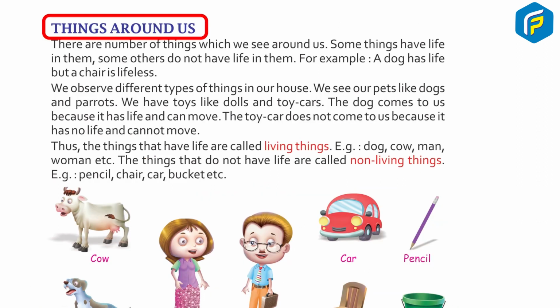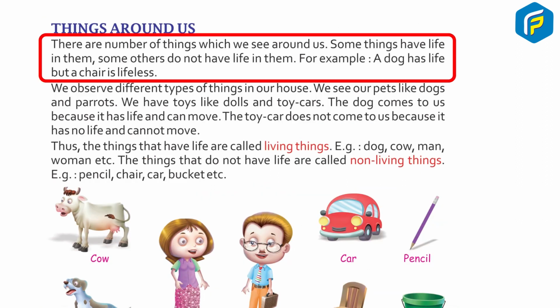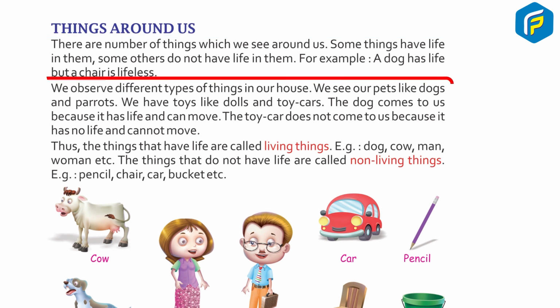Things around us. There are a number of things which we see around us. Some things have life in them, some others do not. For example, a dog has life but a chair is lifeless. We observe different types of things in our house. We see our pets like dogs and parrots. We have toys like dolls and toy cars. The dog comes to us because it has life and can move. The toy car doesn't come to us because it has no life and cannot move.